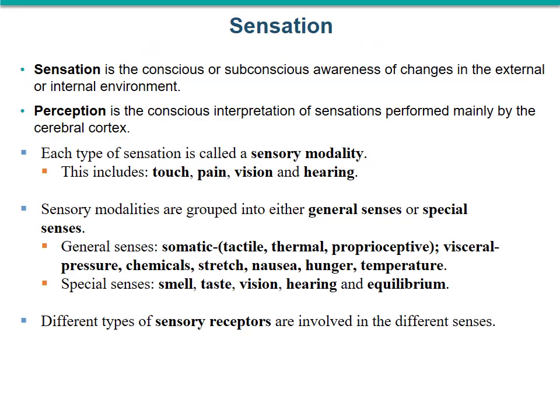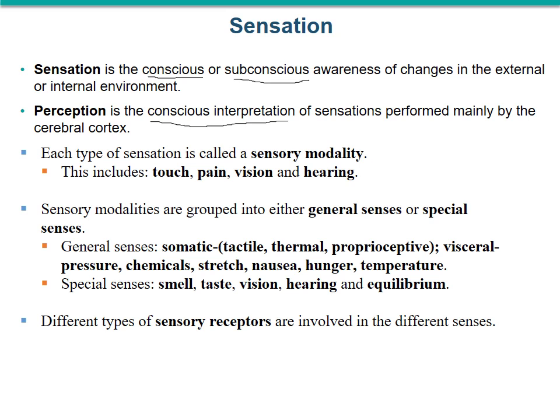All right, so when we talk about sensation and we talk about our receptors, we're going to be talking about both the conscious sensation and the subconscious awareness of any changes that take place both externally to the body and internally to the body. The perception is the actual conscious interpretation of that sensation. So there's two different things happening. There is the sensation itself, which you may or may not ever be aware of. And then there's the perception of that sensation. And the perception takes place primarily in the cerebral cortex.